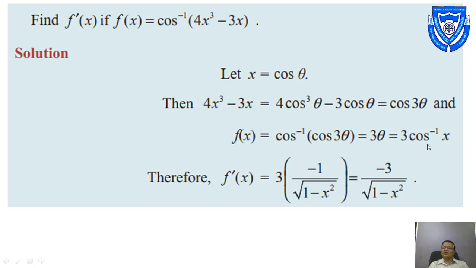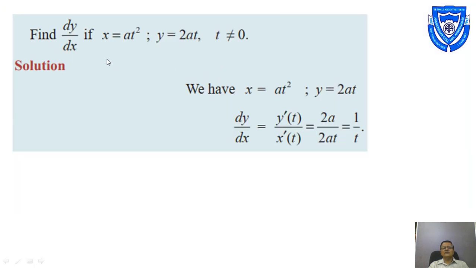And we take the derivative of cos inverse x, keeping this 3 as it is. The derivative of cos inverse x is minus 1 upon root 1 minus x square. Simplify this. So if we make the proper substitution, the problem becomes simple. We can simplify it easily.